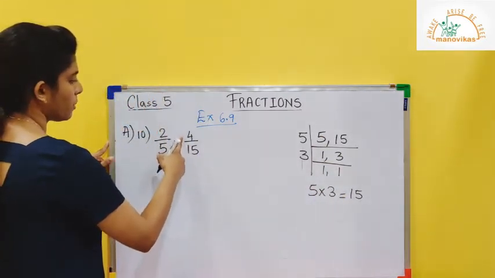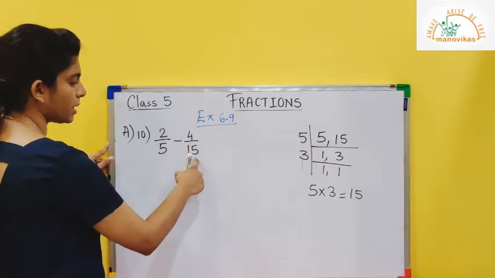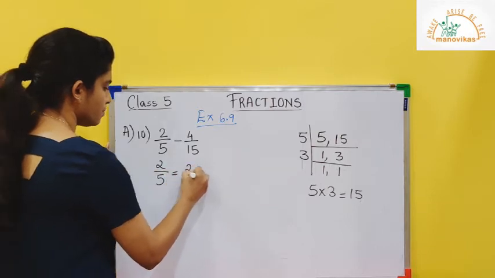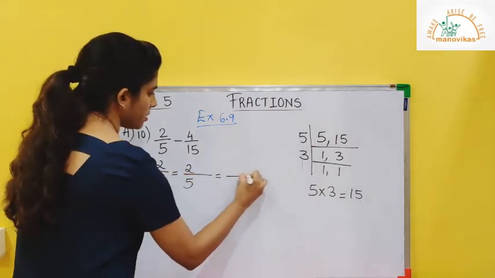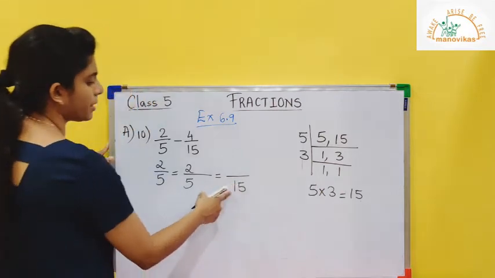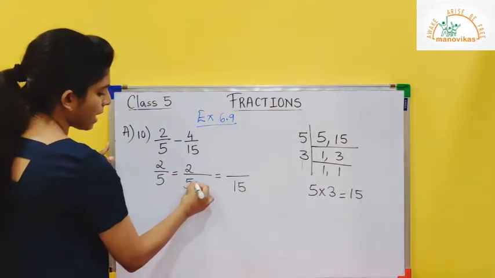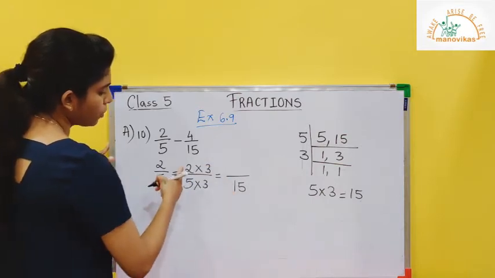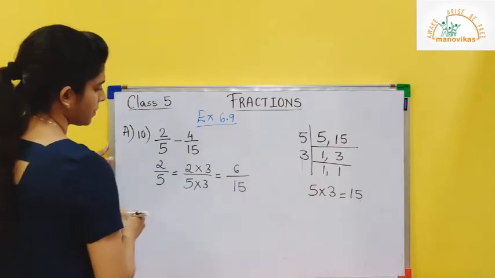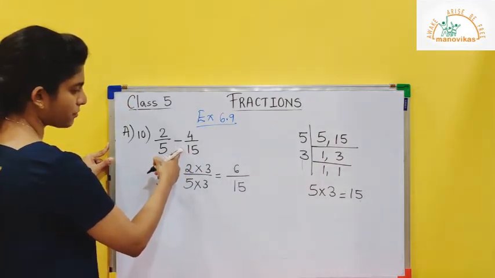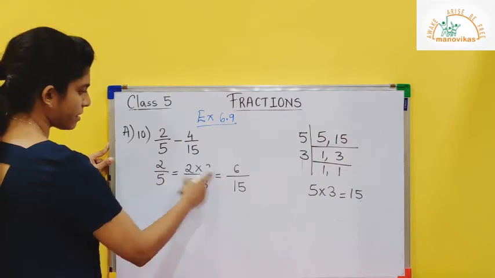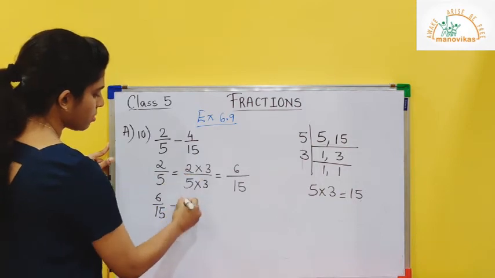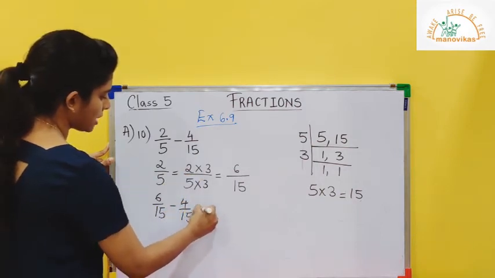Now 4 upon 15, I already have 15 here as a denominator. I have to change 2 upon 5. So I write 2 upon 5 is equal to 2 upon 5, and the denominator I want here is 15. So if I multiply 5 into 3, I will get 15. I multiply into the numerator too. Now 2 3s is 6. Now you don't have to change 4 upon 15. So instead of writing 2 upon 5, I will write 6 upon 15 minus 4 upon 15.